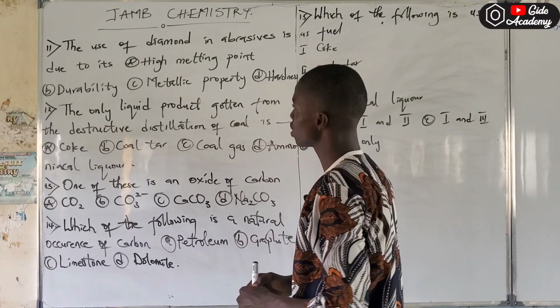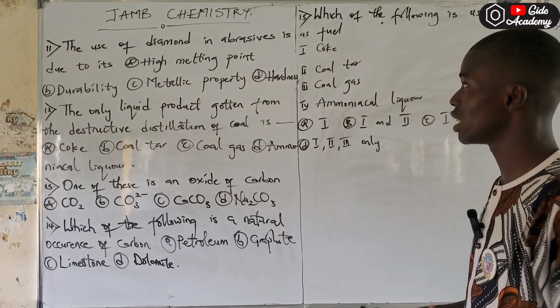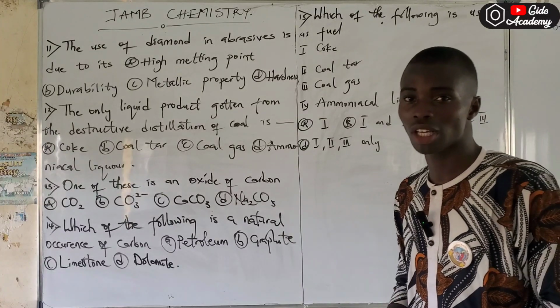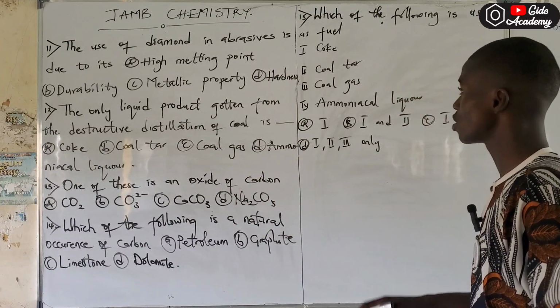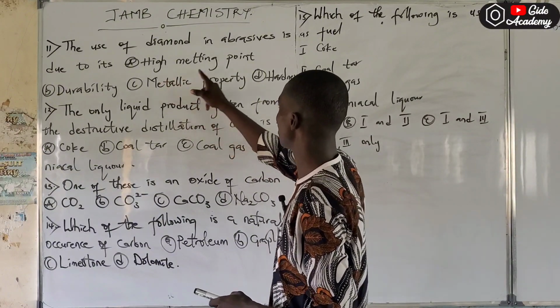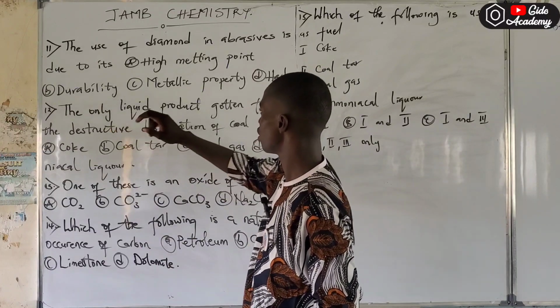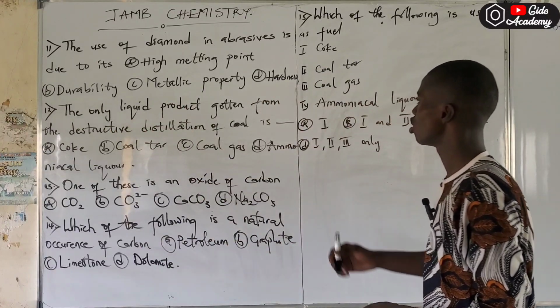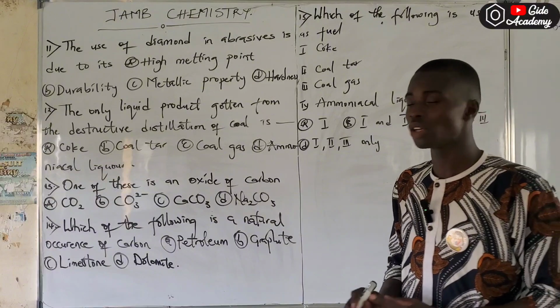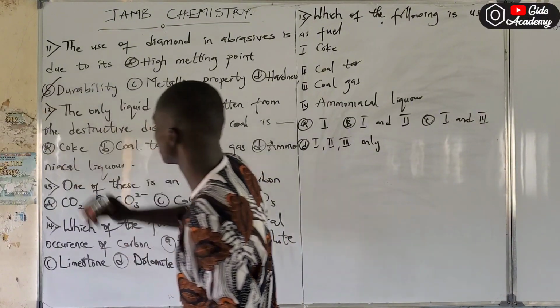Okay, number 11 says, the use of diamond as an abrasive is due to its dash. Option A, high melting point. That's wrong. Option B, durability. Option C, metallic property. Option D, hardness. The reason why diamond is used as an abrasive is because it is durable. Please take note of that.